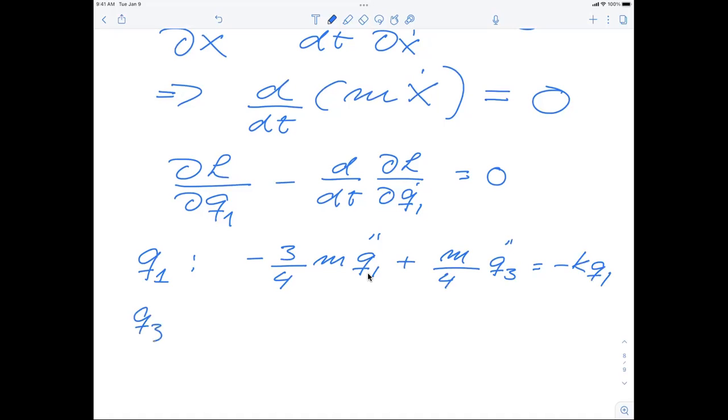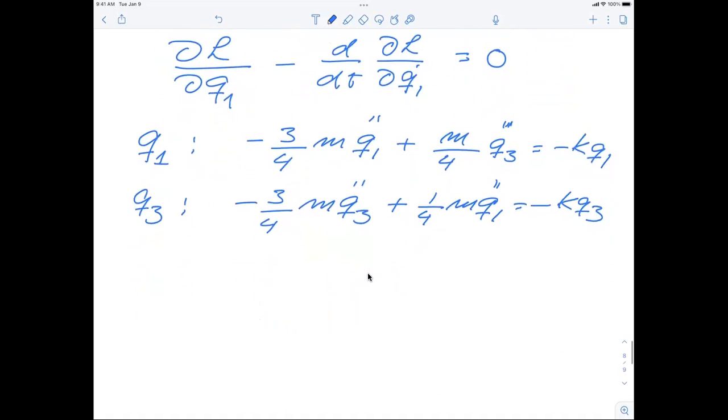Then I have a q3 equation, which is pretty similar to the other one, except that now we interchange q1 with q3. So that's the acceleration for q3, plus 1/4 times m of q1, second derivative. So these are the second derivatives. And this is equal to minus k of q3. Now, we know that these are harmonic oscillations. We have no damping.